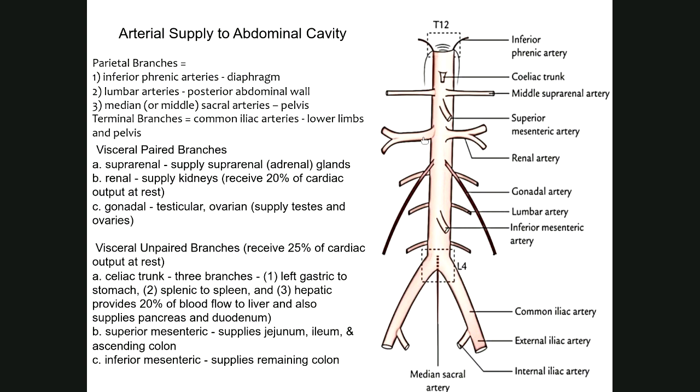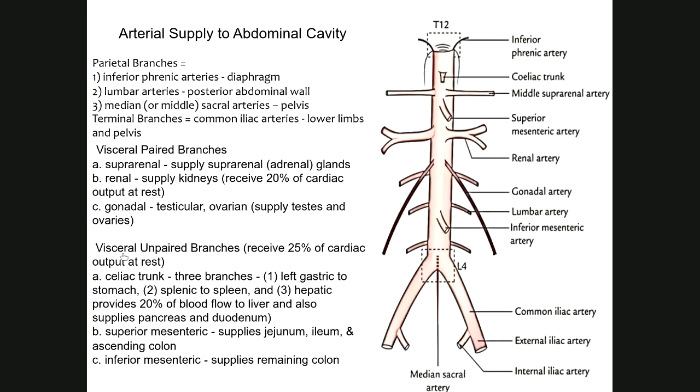It includes the suprarenal arteries going to the adrenal glands that are located on top of the kidneys, the renal arteries going to the kidneys, 20% of our cardiac output in this region. Then we've got the gonadal arteries. They're supplying the testes in the male and the ovaries in the female.